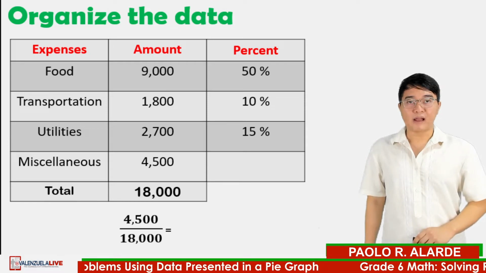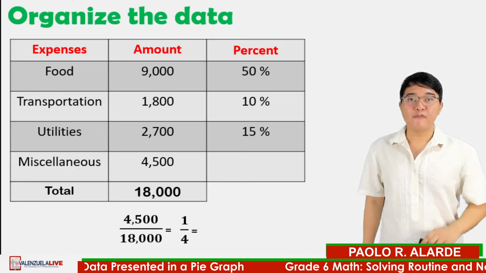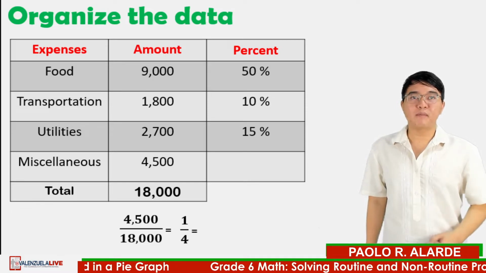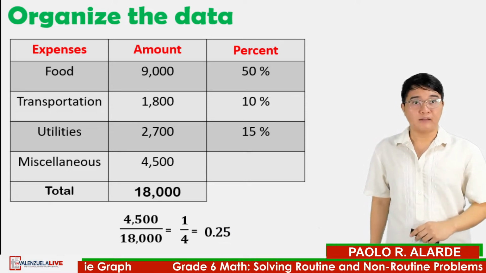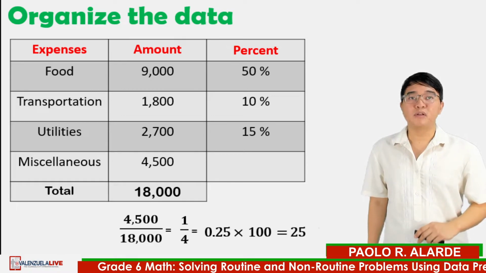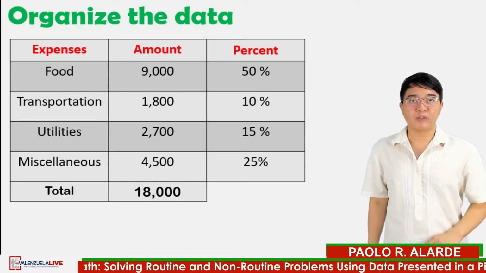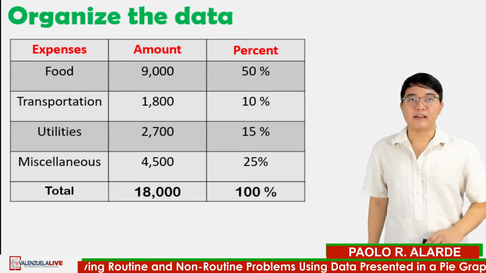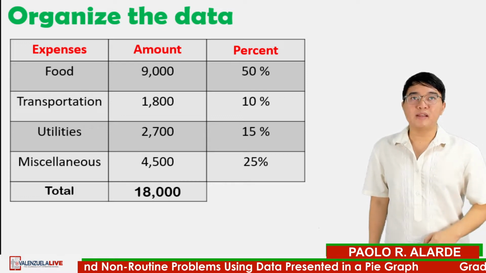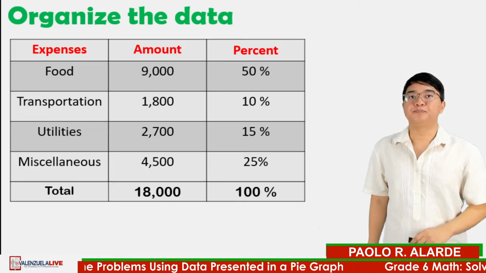4,500 divided by 18,000 could be simplified into 1/4. And 1/4 in fraction form, when changed into decimal form, will give you 0.25. And when we multiply it by 100, it will give you a product of 25. So 4,500 is 25% of 18,000. And as you can see, the total sum of the percents here, 50 plus 10 plus 15 plus 25, is 100%.